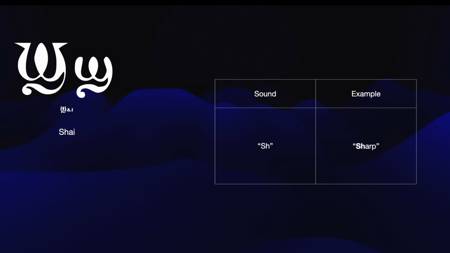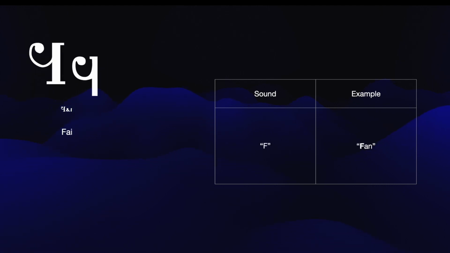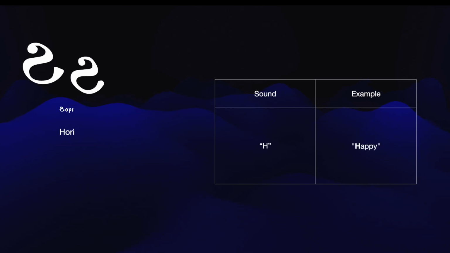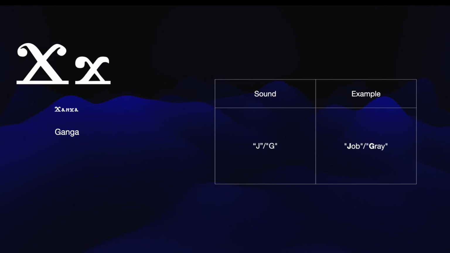So shy makes an SH sound, like sharp. Phi makes an F sound, like in fan. This and phi make the same sound. This one's high, makes a KH sound. Again, that's a harsh sound. This one's hori, makes an H sound. This one I pronounce Ganga.